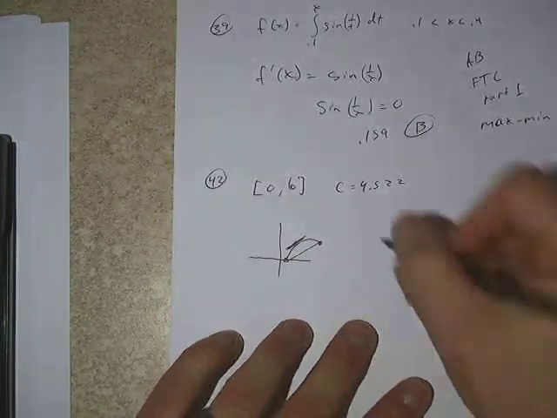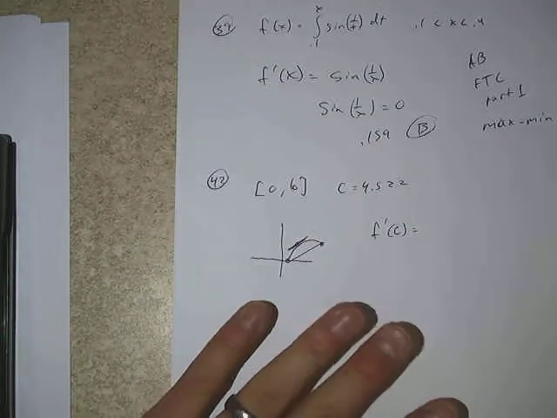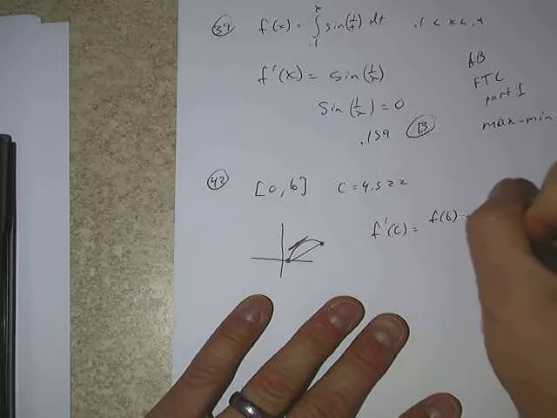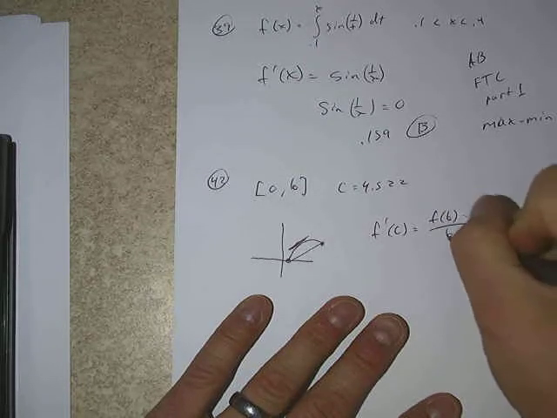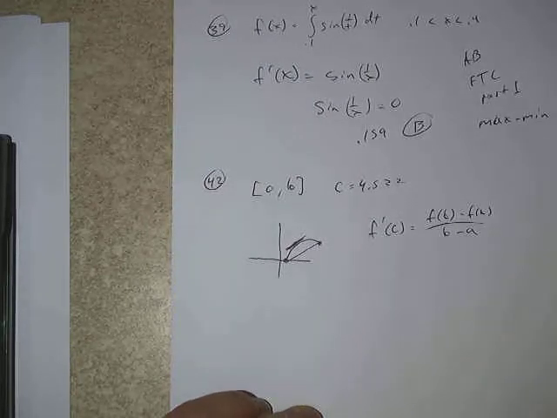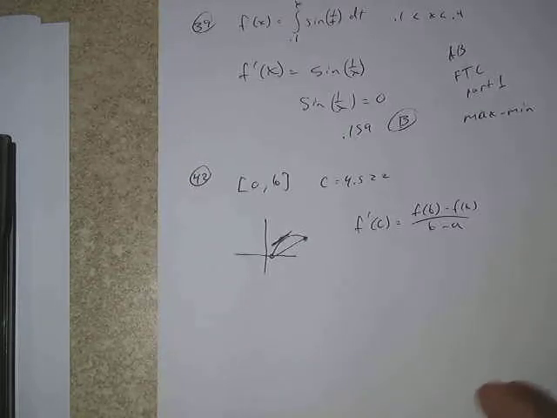So remember, the mean value theorem, in a nutshell, tells us that if we have some function on some interval, then somewhere on the interval the derivative is equal to the slope that connects the two endpoints. So the derivative at c, there's some point c in the interval where the derivative at that point equals f of b minus f of a all over b minus a.